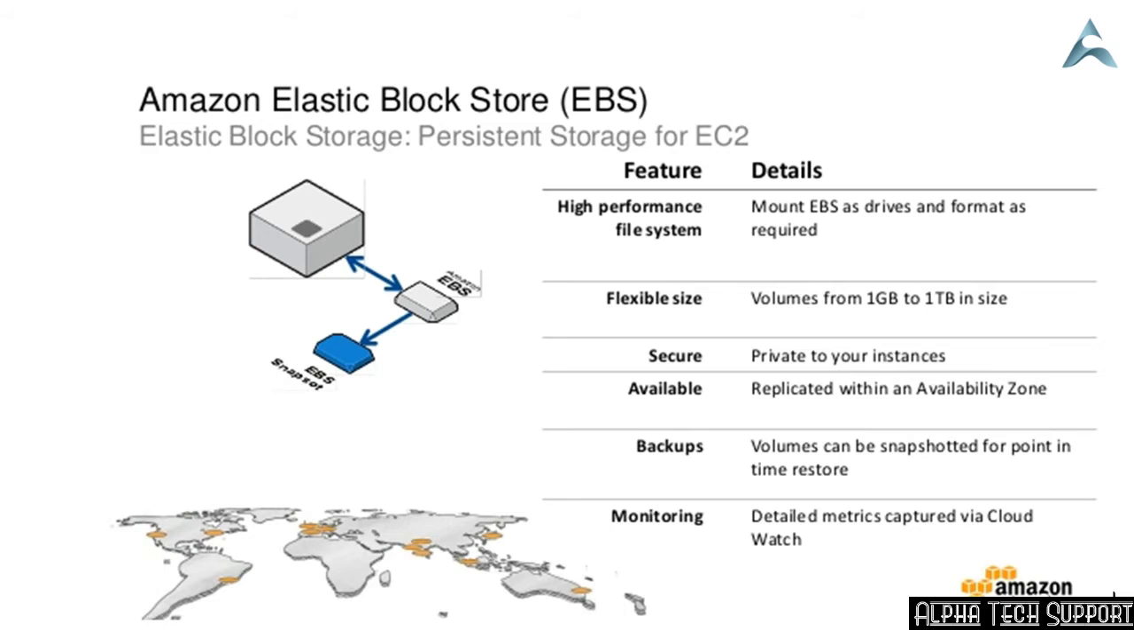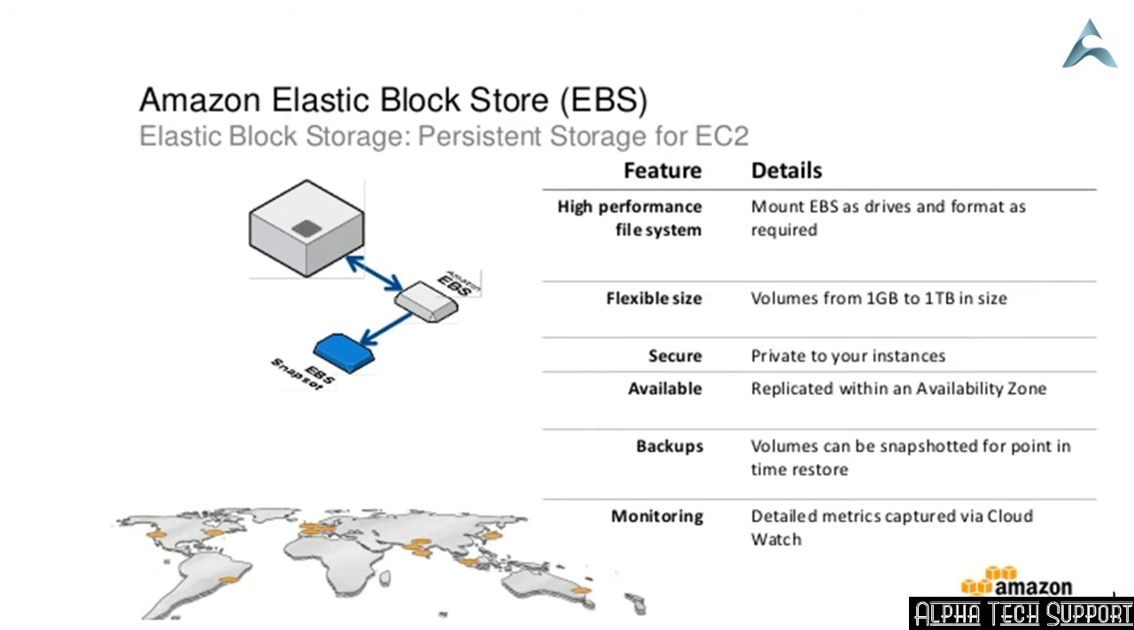Elastic Block Storage has features. You can mount EBS as drives and format as required. It is similar to your Windows drives like the E or F drive, or your Linux based system. You can mount your block storage drives and format them as you require, simply as you do with your desktop. It has flexible size, with volumes from 1 GB to 1 terabyte in size. It is secure, private to your instances, not available to everyone else.